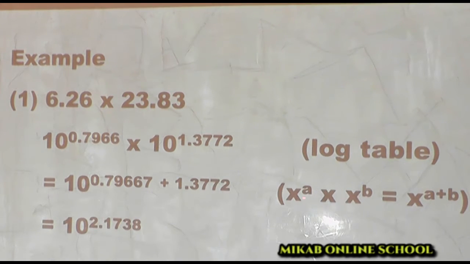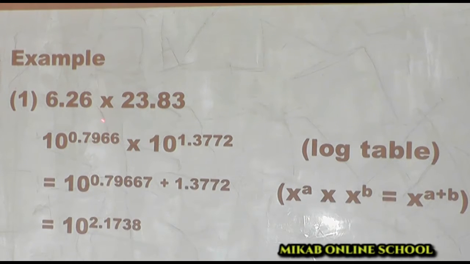From our laws of indices, when you have the same base multiplying themselves, you are going to just pick one of the base, then add the powers. Like we have here, x raised to the power of a multiplied by x raised to the power of b will be equal to x raised to the power of a plus b. Since they have the same base, you are going to add the power since the connectivity here is multiplication.